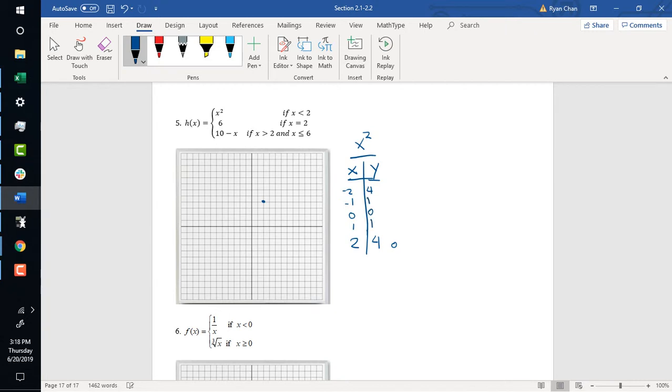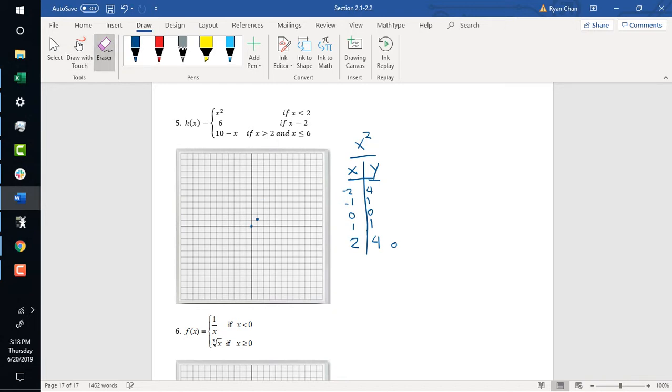If you have a hard time following what I'm doing, all I'm doing is just throwing it in my calculator, right? I'm doing parentheses -2 squared, -1 squared, right? I'm just plugging each one in. That's all I'm doing, okay? So I have -1, 1, 0, 0.